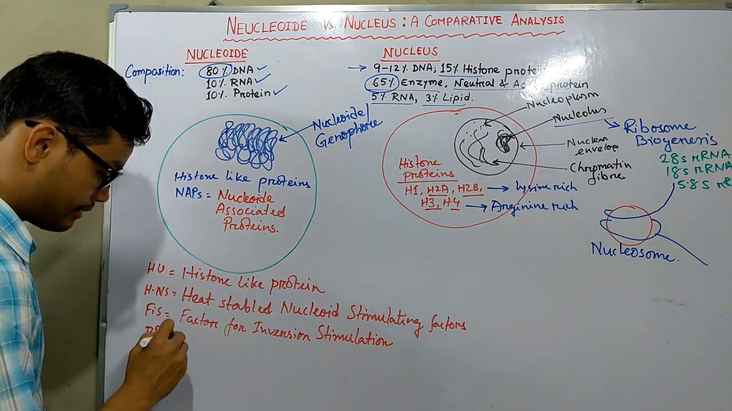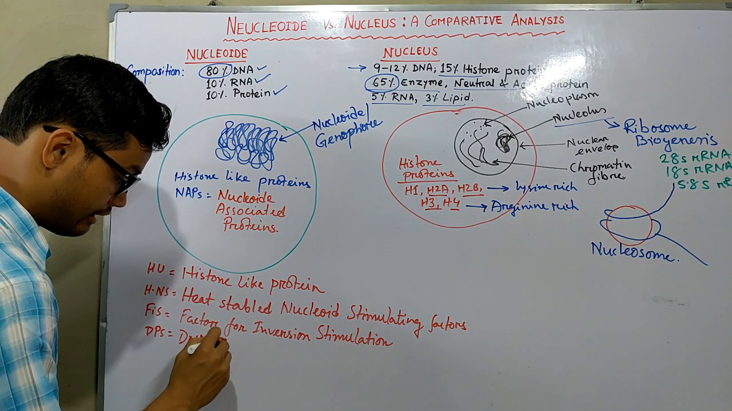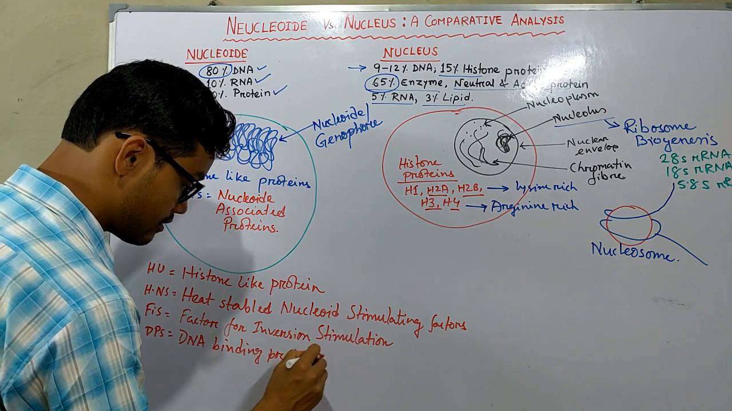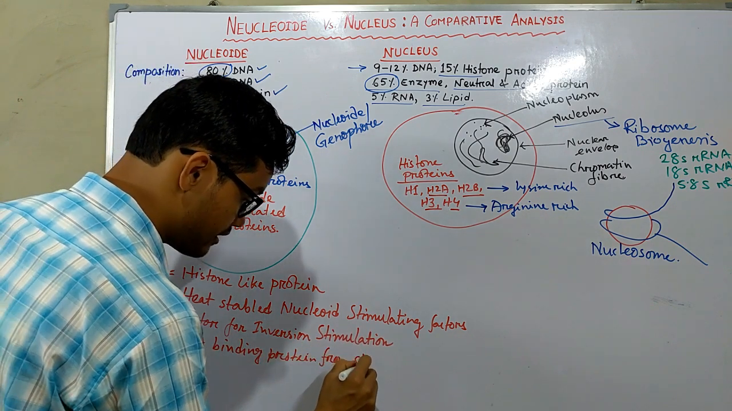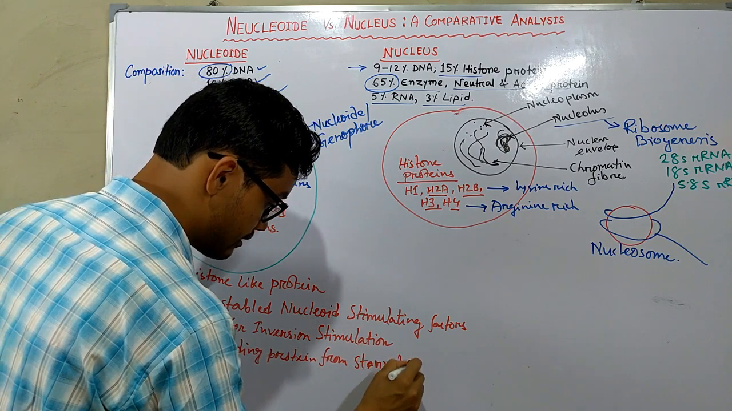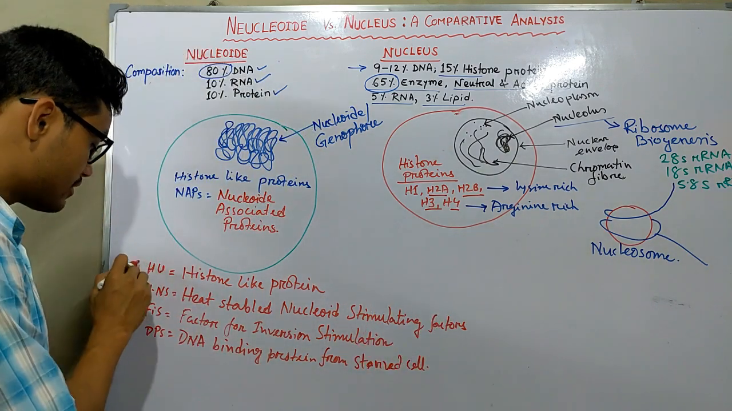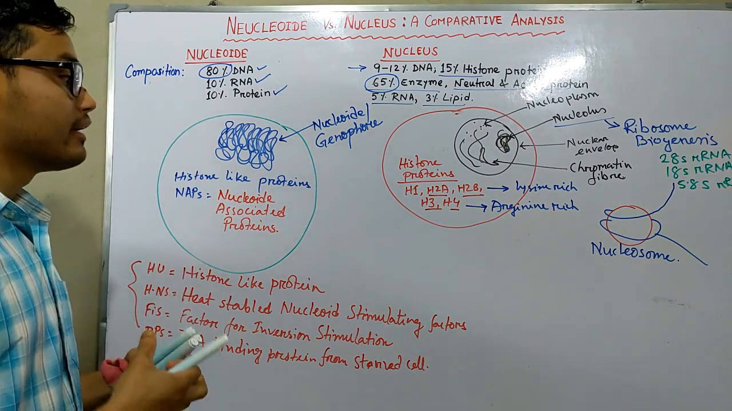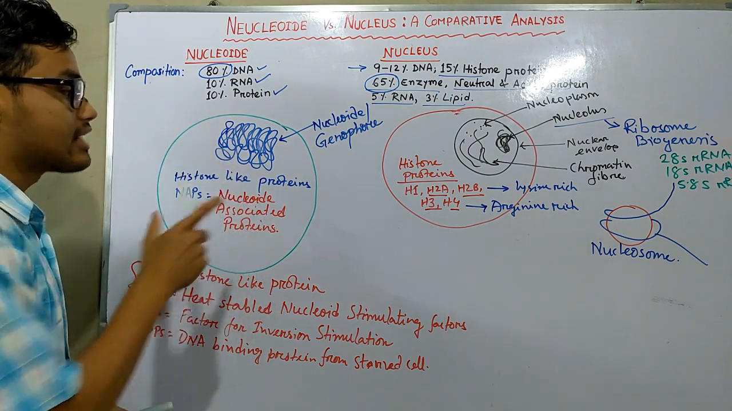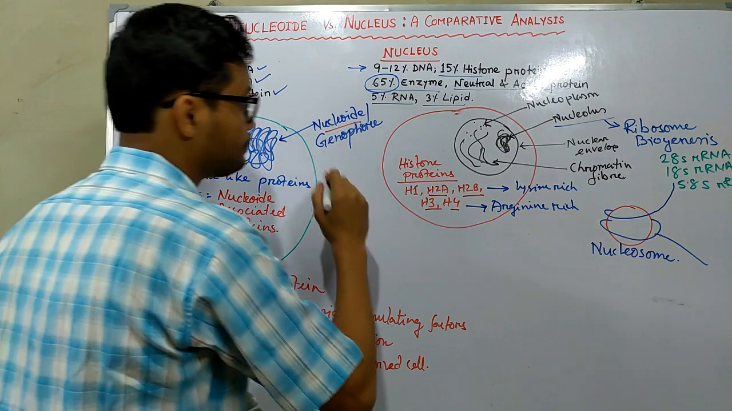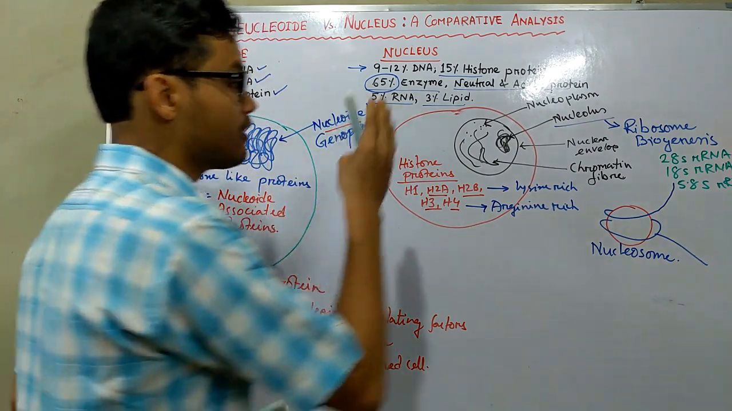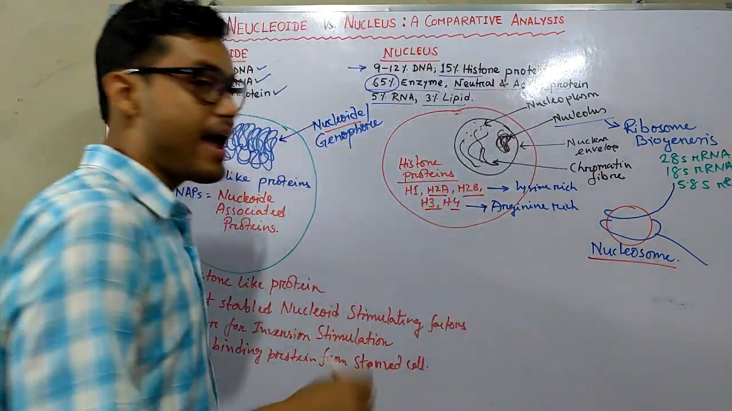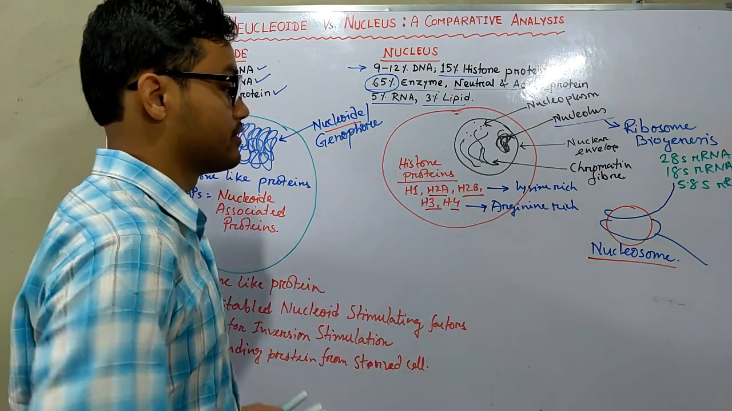In case of DPS, that means DNA binding protein from starved cell. So those NAPs, or nucleoid associated proteins, help the DNA to compact or coil up in a manner, and they reside somewhere in the cytoplasm called nucleoid or genophore. But in case of nucleus, we clearly observe a nucleosome that packs DNA and produces chromatin fibers.